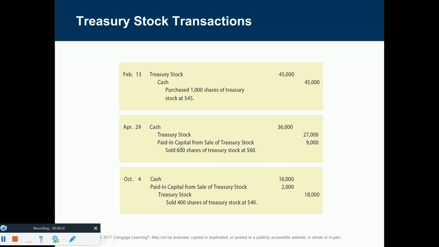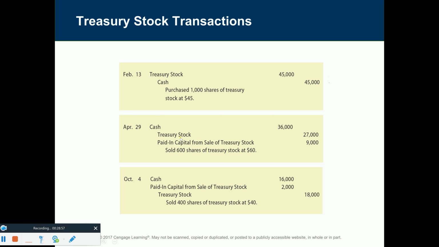What are the journal entries? First, on February 13th, we purchased 1,000 shares for the Treasury at $45 each. 1,000 times 45 is 45,000. We will debit this account called Treasury stock, credit cash. Once again, Treasury stock is an equity account and it's a debit balance, so it reduces the overall equity balance.